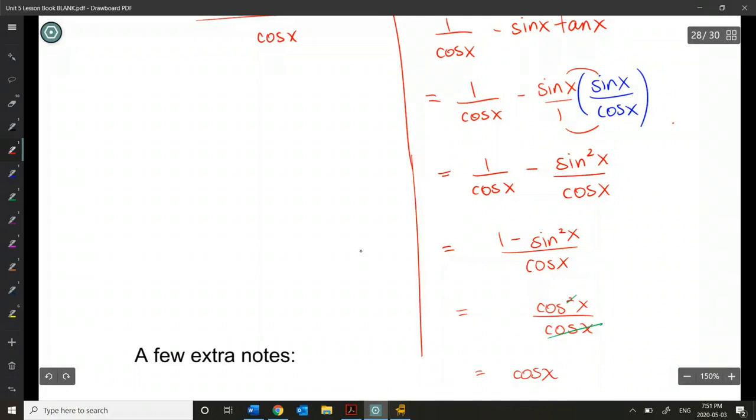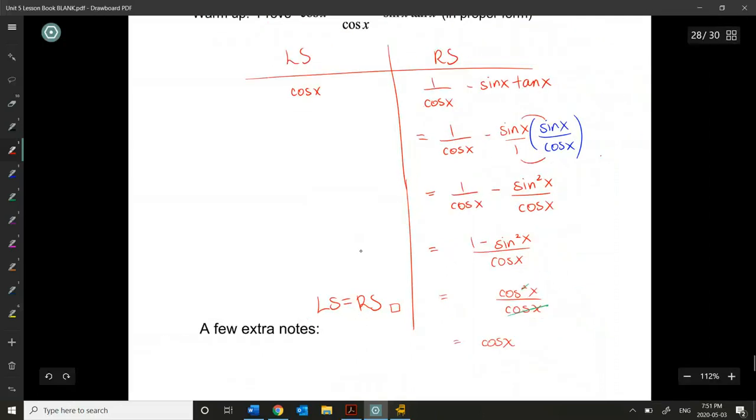So now, just to finish up our proof, we typically put left side equals right side, and in a lot of math proofs we end with a little square or the abbreviation QED for that Latin phrase that means which had to be demonstrated. So there's our proof.